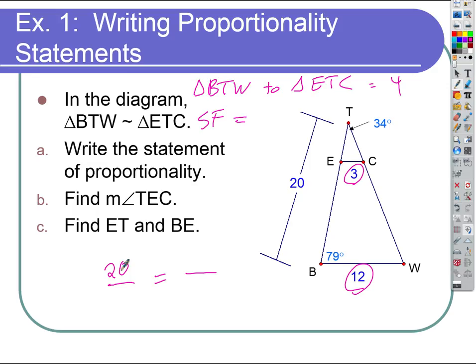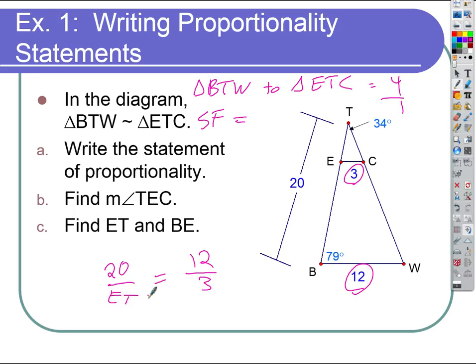So you're saying because the scale factor is 4 to 1, the big to small ratio is 4 to 1. Another way of setting it up would be to say, we already found the scale factor, so we wouldn't really need to do this, but we could say a ratio of big to small corresponding sides would be 12 to 3, which you just simplified to 4, which is fine. That would be the same as big to small. Well, 20 corresponds to, BT corresponds to what side in the small triangle? ET, right.